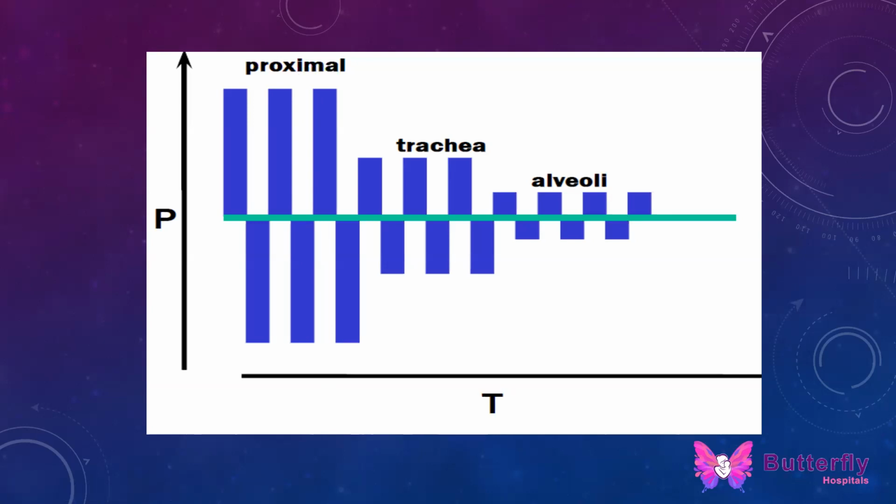This concept of high frequency ventilation tells us that the amplitude reaching the alveoli is very small compared to what we actually set. That means the amount of damage that can happen to the lungs can also be minimized by adjusting this high frequency ventilation.